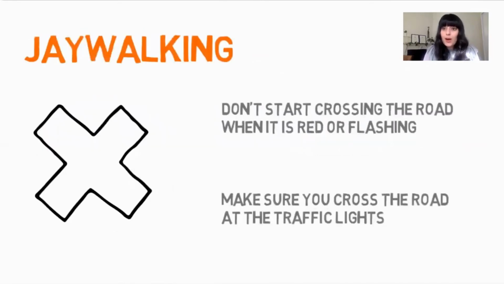And for those of you who are unfamiliar with this word, jaywalking, we do carry a pretty high fine for those people who cross the road when the light is red or flashing, or if you do not cross at the lights. This can be $80. So if you want to avoid this fine, just make sure that you are following the road rules correctly and make sure you cross the road at the traffic lights when the light is green. And also we want to be careful that we do not cause an accident.